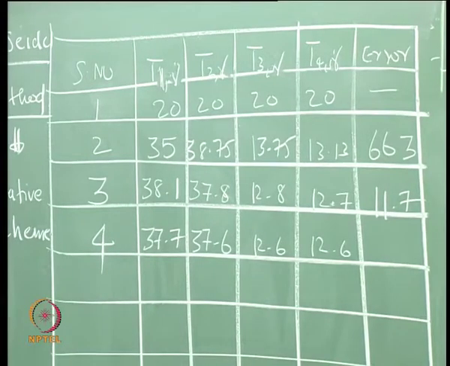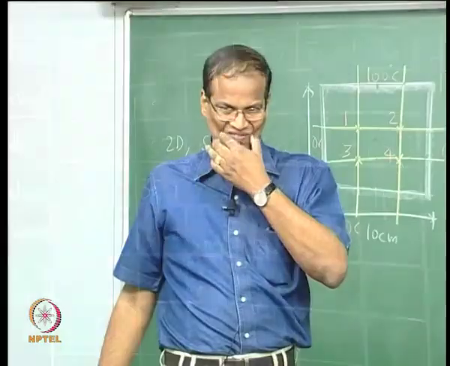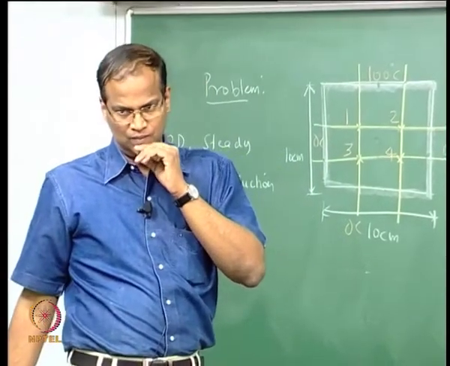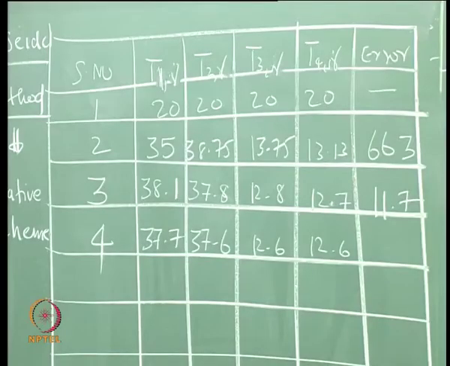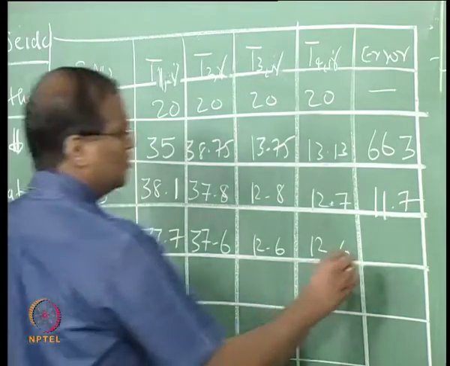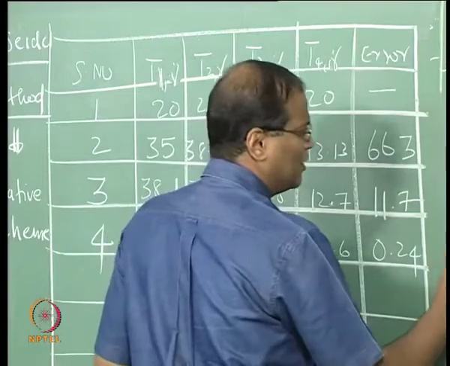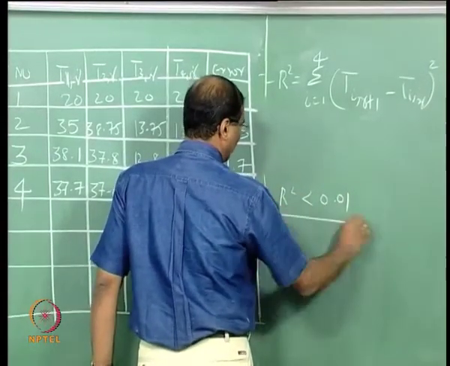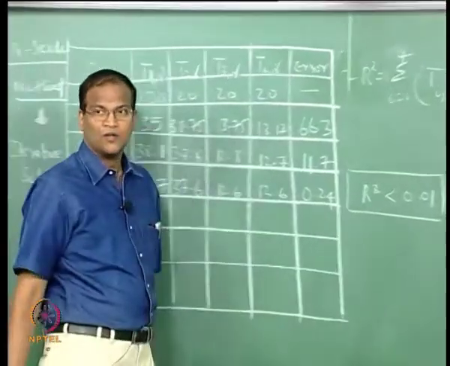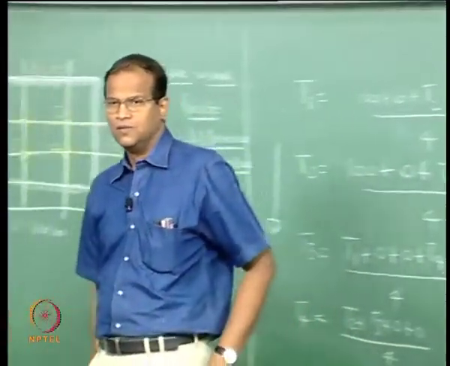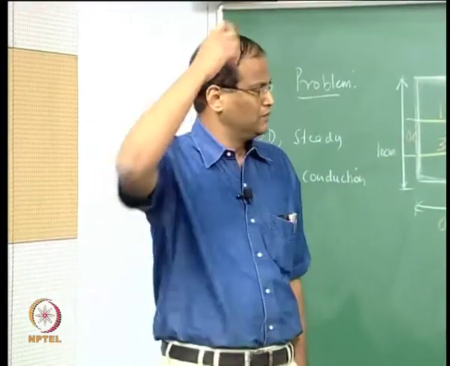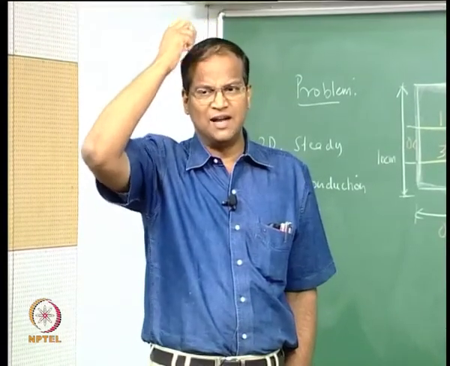3 and 4 are symmetric, na? Point 2. Yeah, so we almost reached. So maybe this r squared, you can make it less than 0.01 or something. You want to do one more iteration? Shall we do? Just one more. You can see that it is rapidly converging.